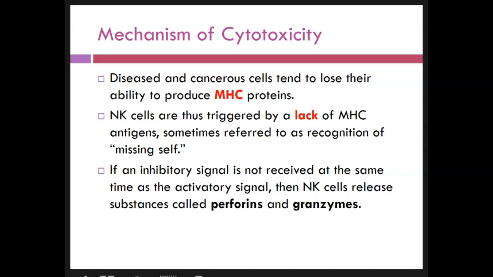So this is asking, what do natural killer cells do with cells that don't belong? Diseased or cancerous cells tend to lose their ability to produce MHC proteins. So cancer cells don't generally make MHC1 molecules, so a natural killer cell can attack it because it is missing that self marker. And if an inhibitory signal is not received at the same time as the activation signal, then natural killer cells release substances called porphyrins and granzymes to destroy the cell.